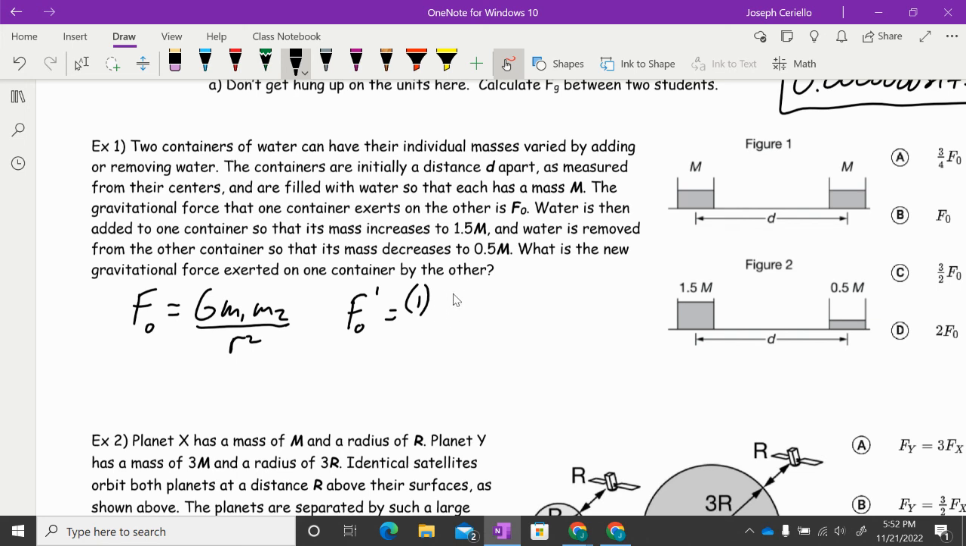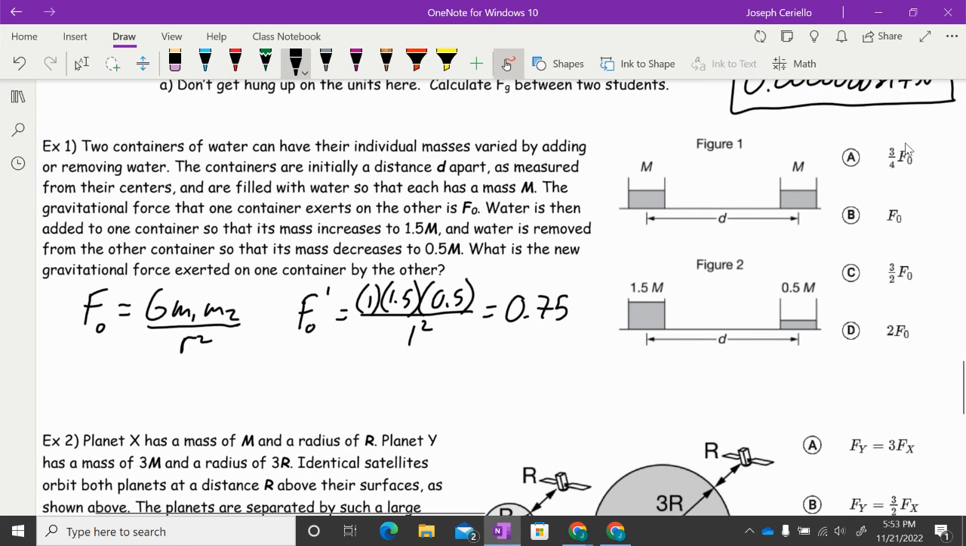So if m1 is the mass on the left, how is it changing? How many times bigger or smaller is it? It's 1.5 times bigger. How about m2? It's half as big. And d, that's not changing, so I'm just going to write 1 squared. Don't forget to put that square there, even though it doesn't really matter for this one. You should still put it there. What you get here is 0.5, or 0.75 rather. Now, 0.75, what is that? It means it's 0.75 of the original force. So that would be choice A here.